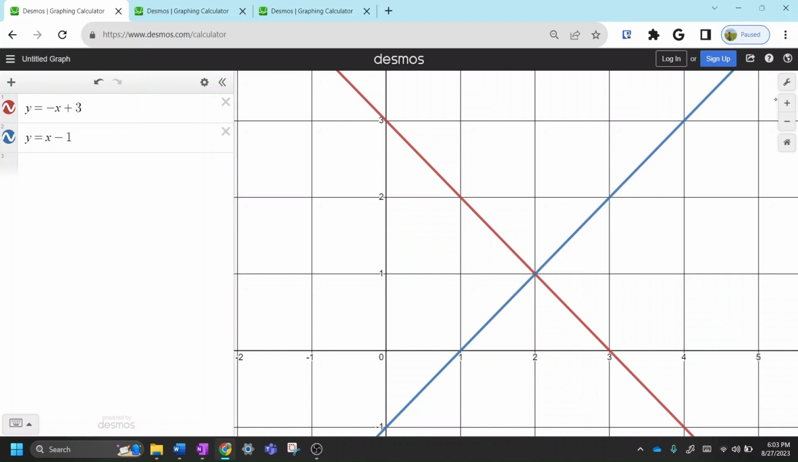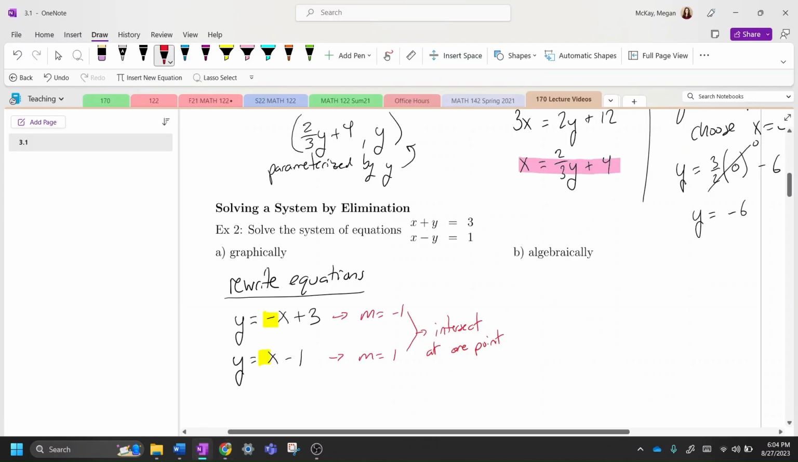And we see here that we have a point of intersection. It looks like 2 for our x-axis and up 1 for our y-axis. And here is our point 2, 1. Alright, so that would be how we solve our system graphically. We find a graphing tool and we find the point of intersection.